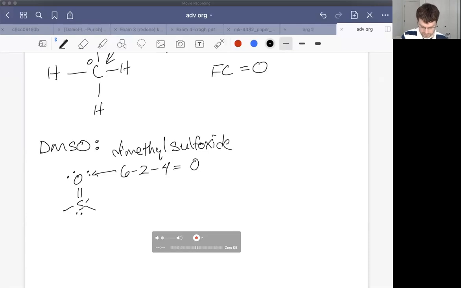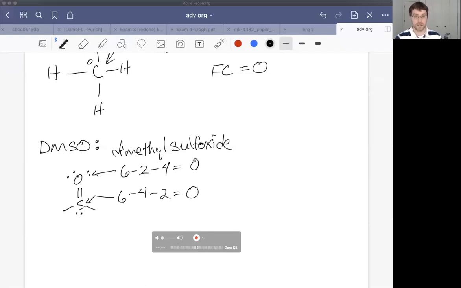Now, sulfur is actually in the same group of the periodic table as oxygen, so it's also group number 6. It has 4 lines to it, and it has 2 unshared electrons. You see what happens if you forget that lone pair of electrons, those unshared electrons: you will get the formal charge wrong. So in this case, the formal charge is 0 and 0.